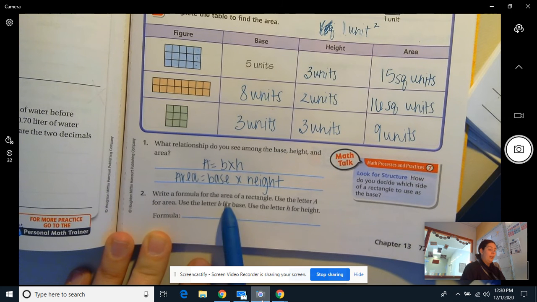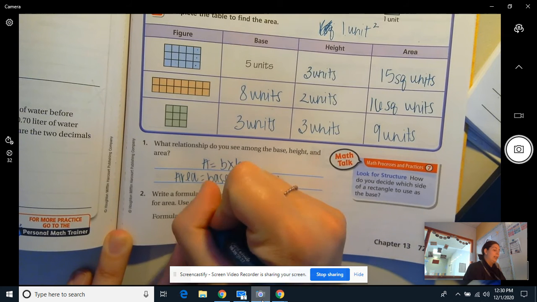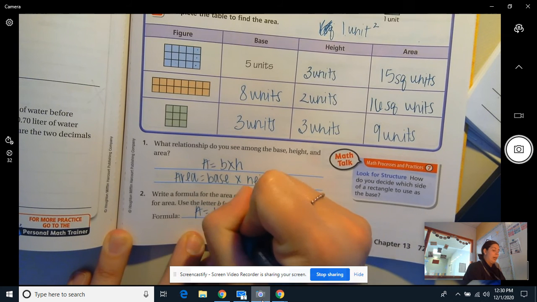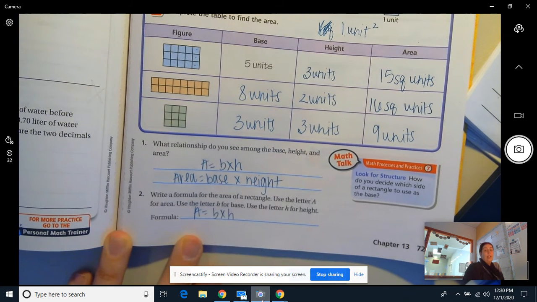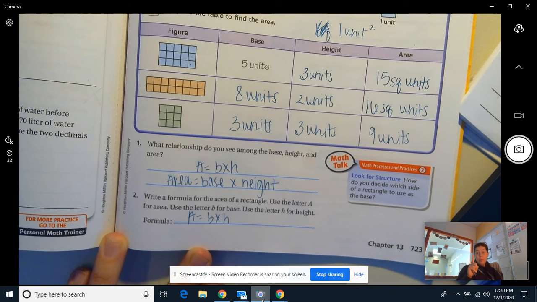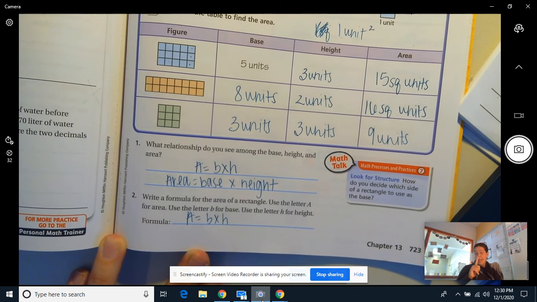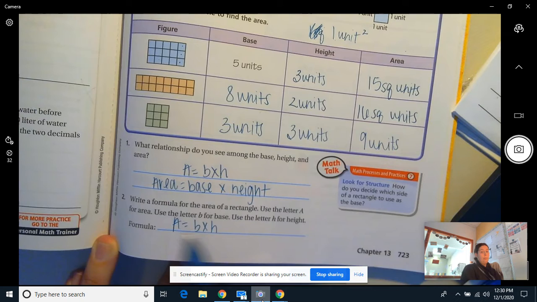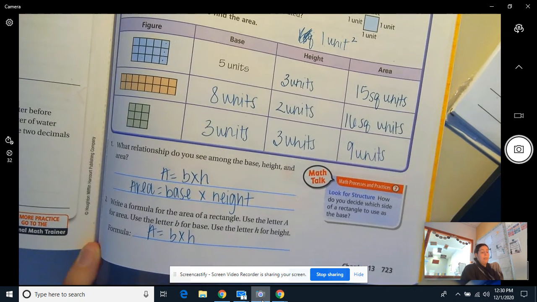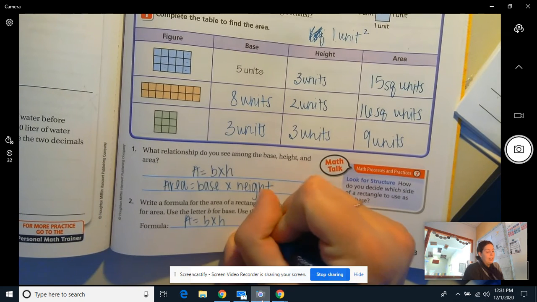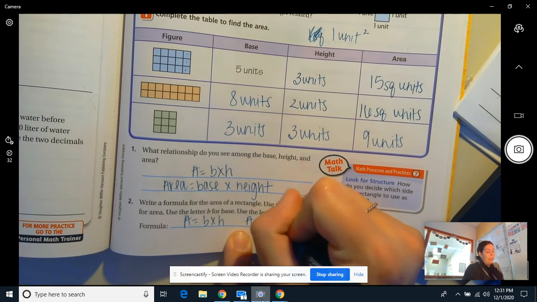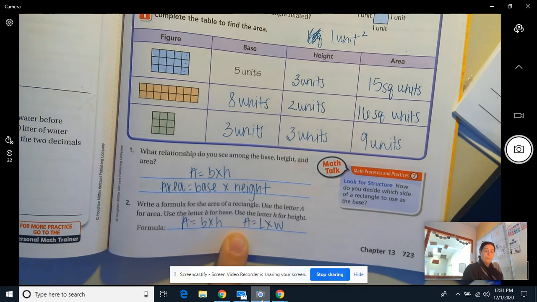It says write a formula for area of a rectangle. Use the letter A for area, the letter B for base, the letter H for height. So the formula is area equals base times height. We only have one formula that we're working with today, which makes it a whole lot easier. This we just have to memorize. Base times height, base times height, base times height. You may even see it like this from me today, length times width. Okay?